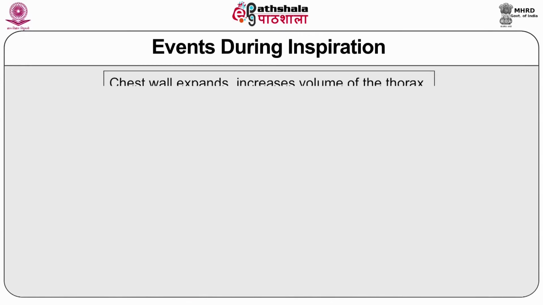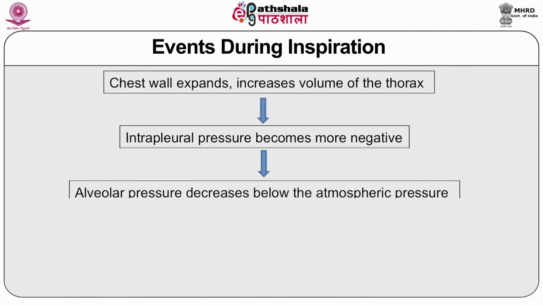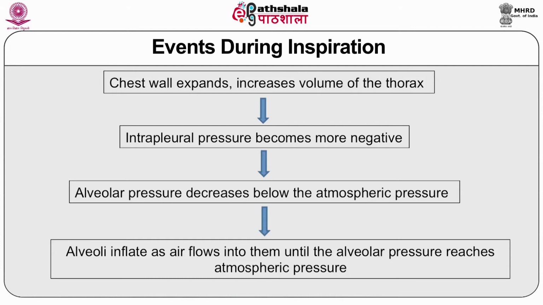As the volume of the thorax increases, intrapleural pressure becomes more negative. Because of this negative intrapleural pressure, alveolar pressure decreases below the atmospheric pressure and alveoli inflate as air flows into them until the alveolar pressure reaches atmospheric pressure.